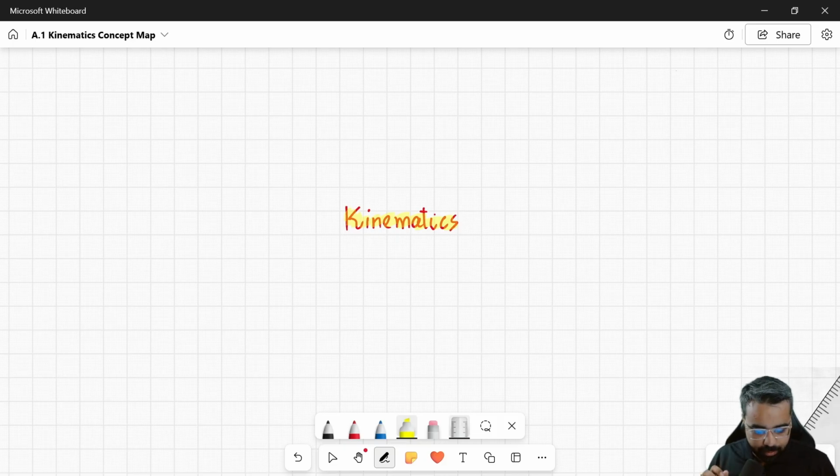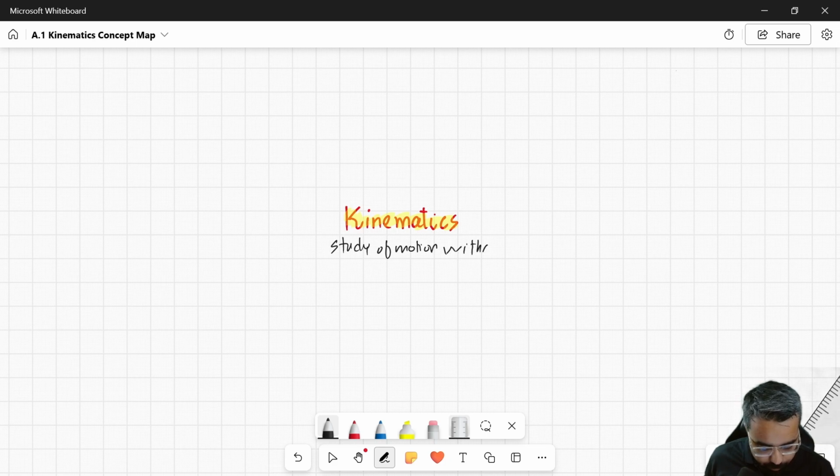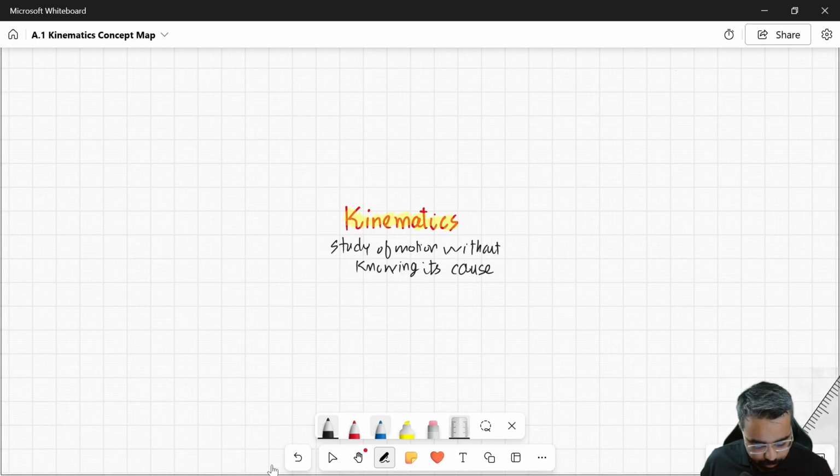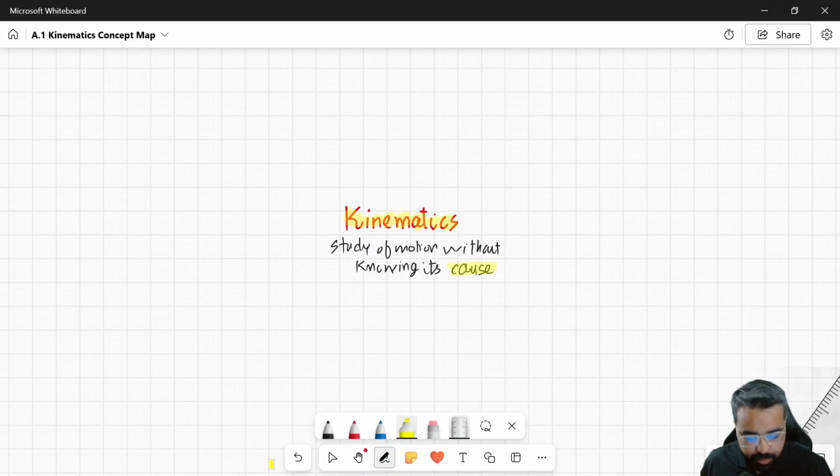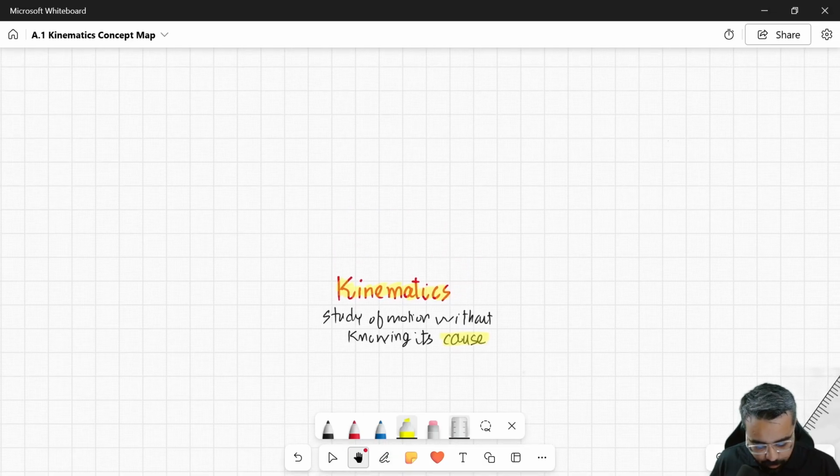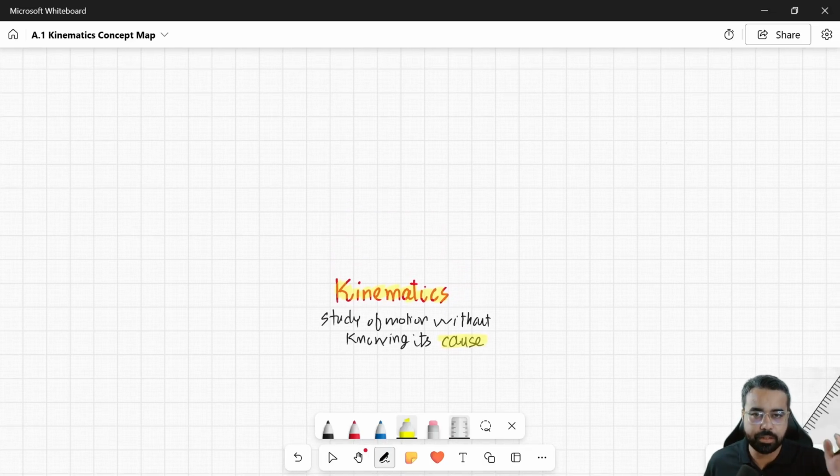So kinematics is the branch of mechanics in which we discuss the study of motion without knowing its cause. Especially without knowing its cause, because the cause includes the external agency which applies a push or a pull on an object. So this is kinematics. Let's first of all start from the very basic terminologies like displacement, velocity, and acceleration.